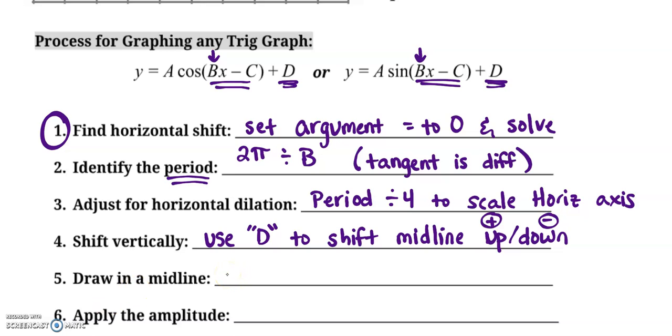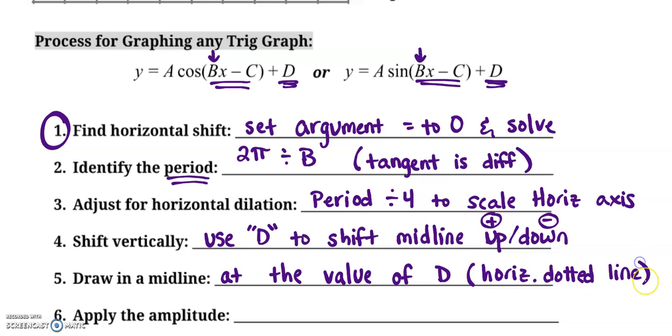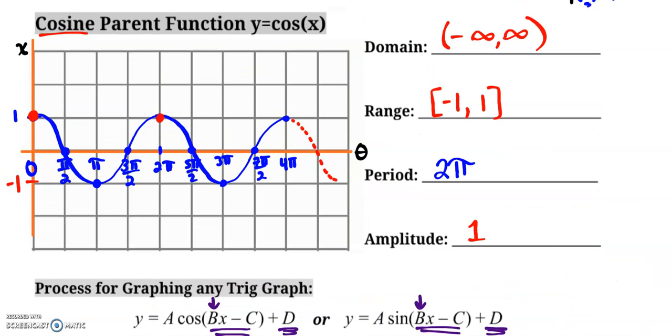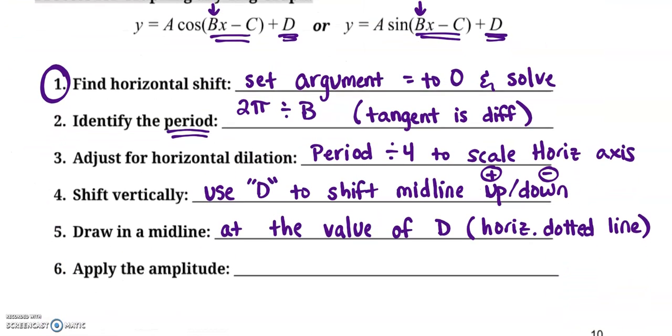Now, you may think that this isn't super important, but I would strongly encourage you to draw the midline at the value of D. It's going to be a horizontal line, and let's make it dotted. That's to help you make sure you're equally distributing your graph above and below wherever the new middle of your graph is. It's easy right now to know where the middle is because the middle of this graph is just the horizontal axis, so it's very easy to see that it's above and below. But when you start to shift that, it can be a little challenging.